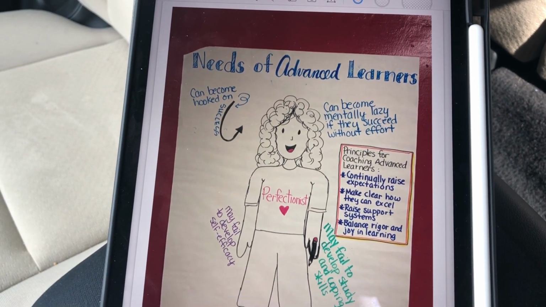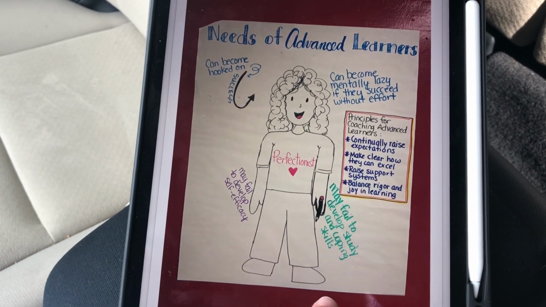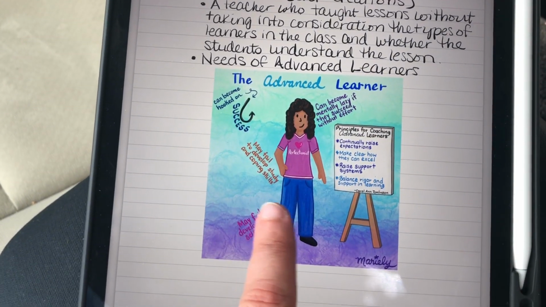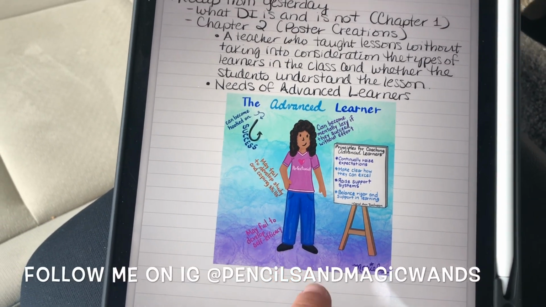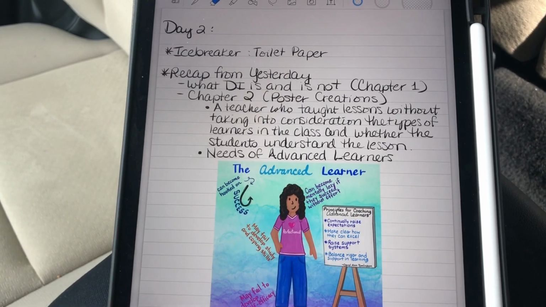And we read another article where we're learning about different types of learners, and my group happened to do the advanced learners, which I then created the digital graphic that I did post on my Instagram, so that was pretty cool. Day 2, we did an icebreaker with toilet paper.